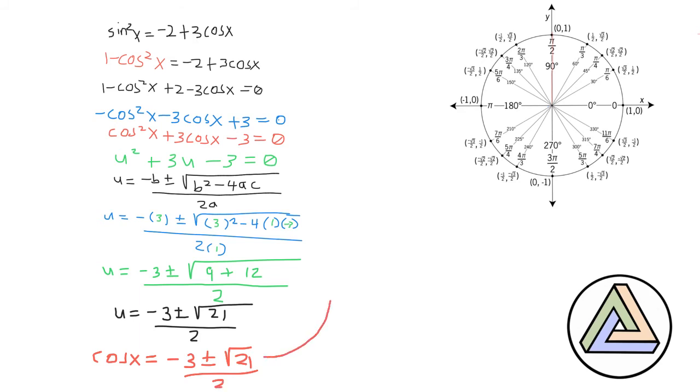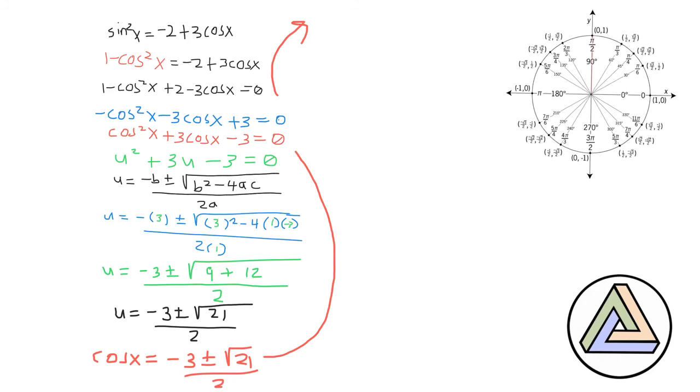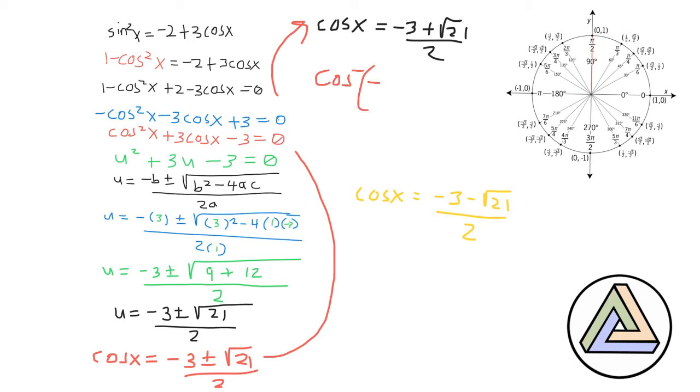And then I say we bring it all the way up over here. I would actually like to split this so that it's cosine x equals negative 3 plus radical 21 all over 2. And we could also write cosine x equals negative 3 minus radical 21 all over 2. Now, focusing on this one first, clearly we're going to have to use the inverse cosine function. So that's going to end up being inverse cosine of this.